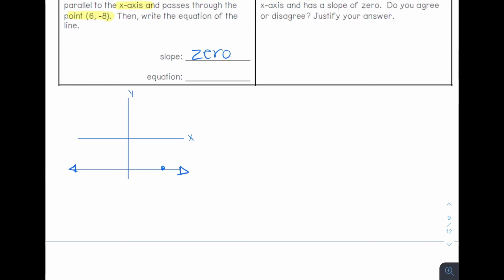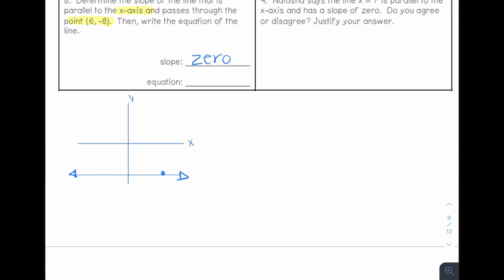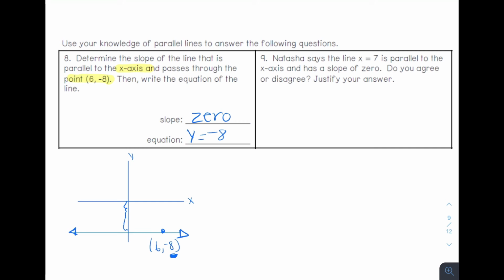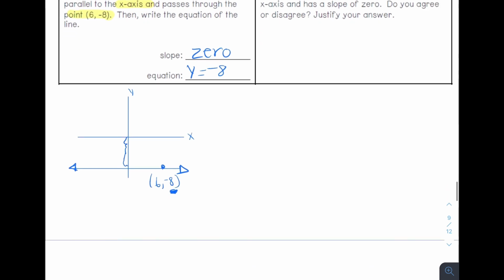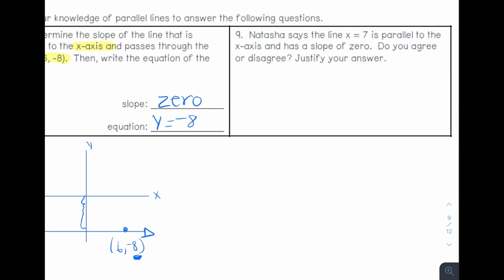And we said that when we write down our equation for our parallel lines, when it's the x-axis, we do y equals however many units we are away from our x-axis. In this case, y is -8, so it'll be -8 units from our x-axis, okay? Natasha says that the line x equals 7 is parallel to the x-axis and has a slope of 0. Do you agree or disagree?